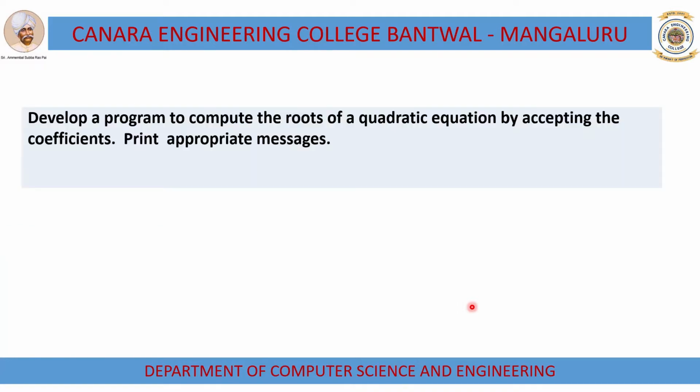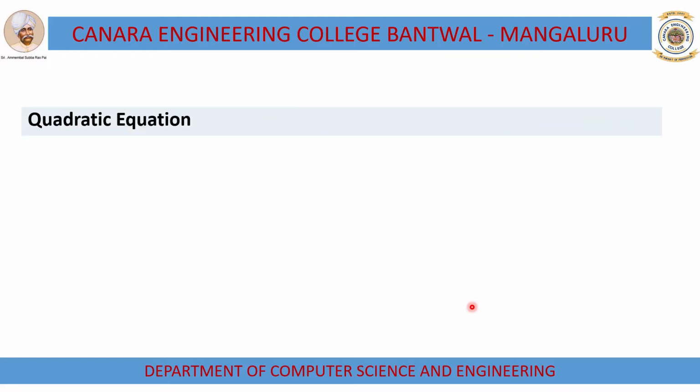Hello, welcome you all. Today we'll see how to compute the quadratic equation for the given coefficient values. Before we proceed with the program, first we should understand what exactly a quadratic equation is. A quadratic equation can be given as ax square plus bx plus c is equal to 0. Here a, b and c are the coefficient values.